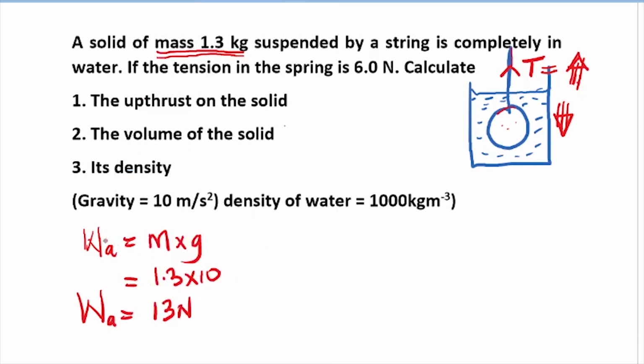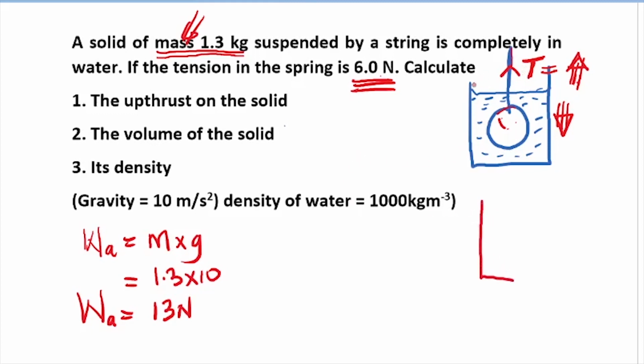Now they're telling us that when this solid mass is completely immersed in water, the tension in the string is 6 newtons. If it is 6 newtons, it means that this 6 newtons is equivalent to the weight of this solid when it is completely immersed in water. The weight is equivalent to the tension. This is what I mean.